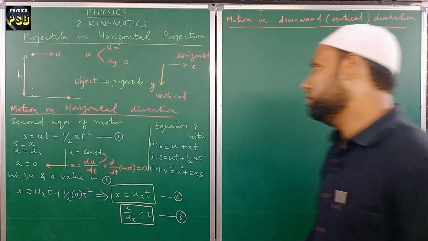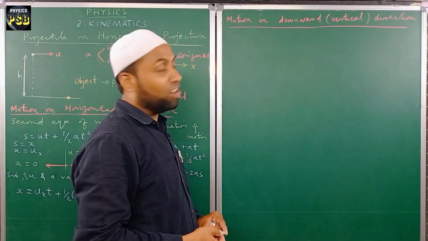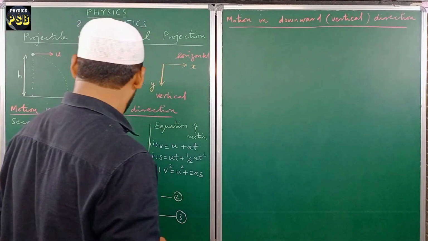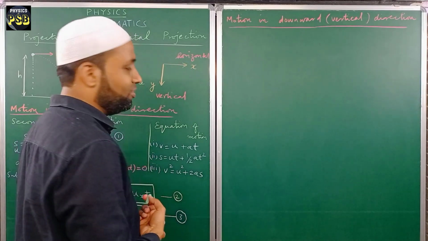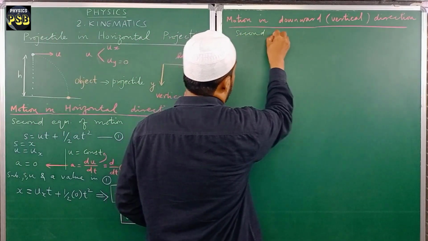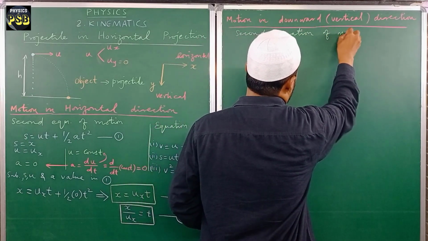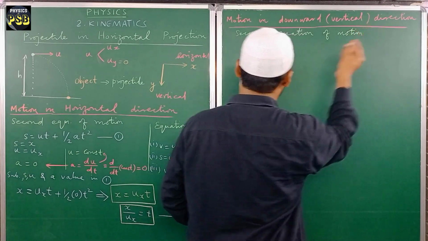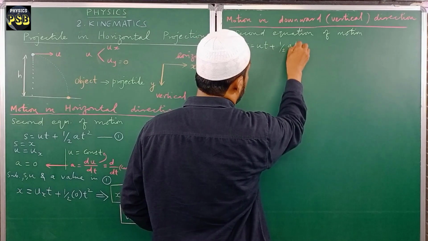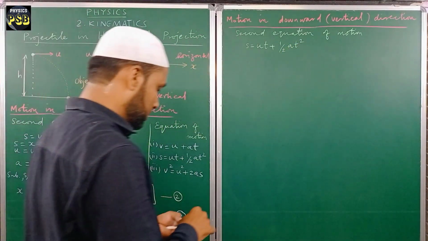Here again, to discuss the motion of the projectile in the vertical direction, I take the second equation of motion. That is nothing but this: s equals ut plus half at square. Second equation of motion. Understand? Now I'll go ahead.